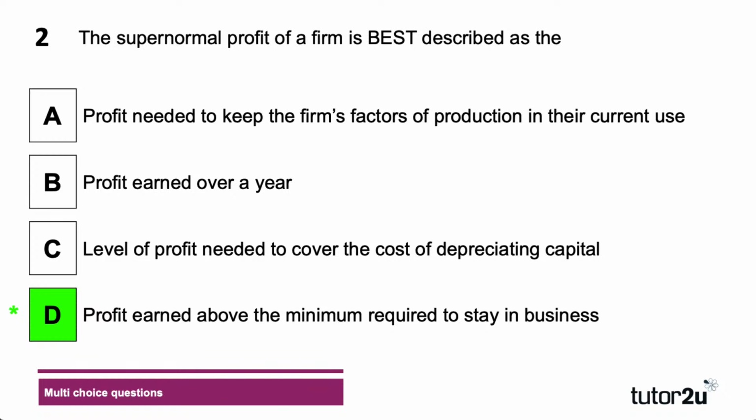And profit earned above the minimum required to stay in the business is how we would define supernormal profit. Whereas the profit needed to keep the firm's factors of production in their current use, well, that's normal profit. That's the minimum required to stay in the business. So again, it's a really good idea to make sure that you can easily and efficiently explain the difference between normal and supernormal profit, and also why normal profit is okay and will allow businesses at least to stay in business because they're making the best possible use of their resources, their factors of production.